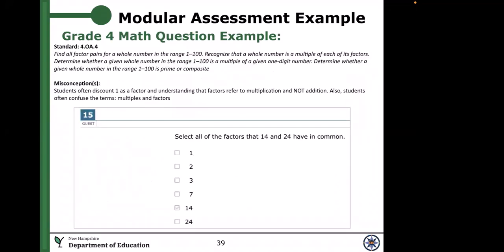For grade 4, this is one of the questions that we feel like it's operations and algebraic thinking, the common misconception that students have about understanding factors.